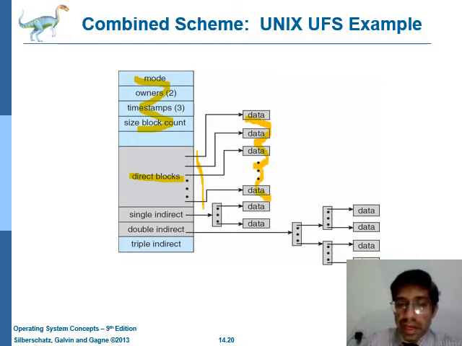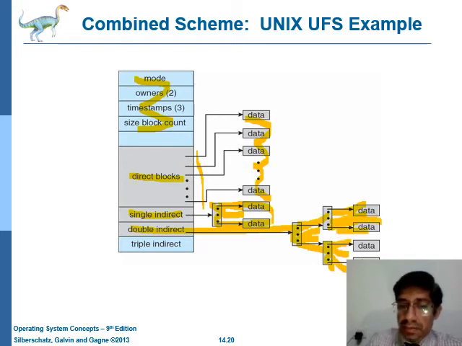Then the single indirect block will point to an index table. The index table will hold pointers to multiple data blocks. The double indirect one would point to one index table. This index table will further point to multiple sub-index tables, and these sub-index tables would further lead to multiple data blocks.